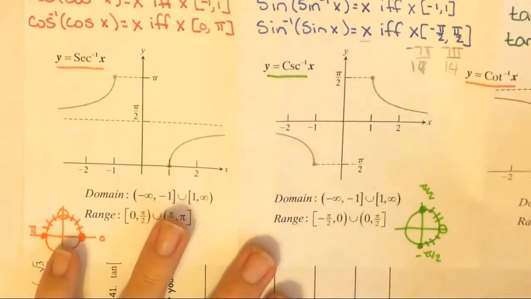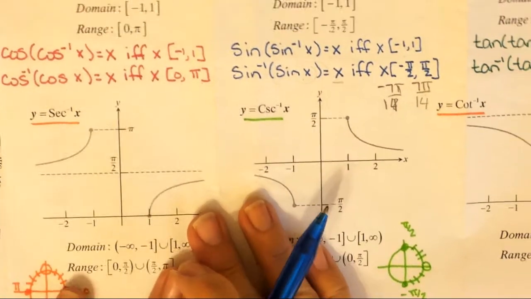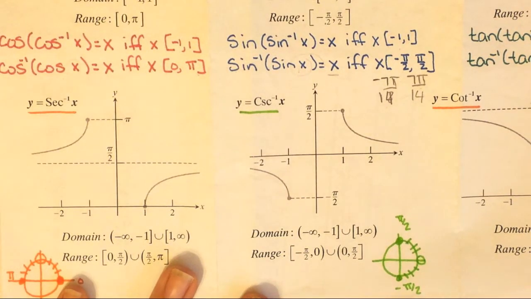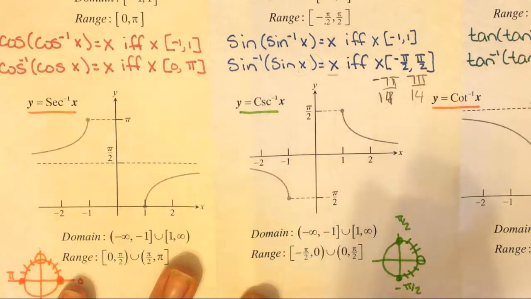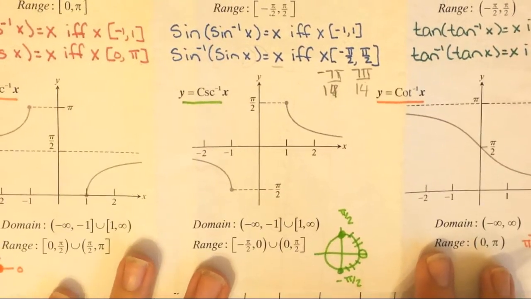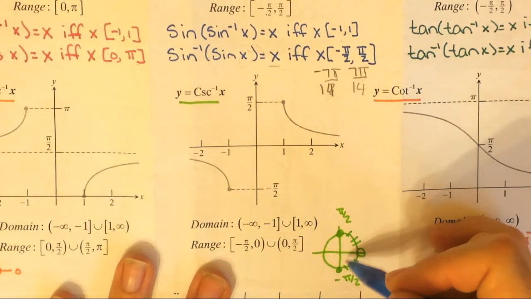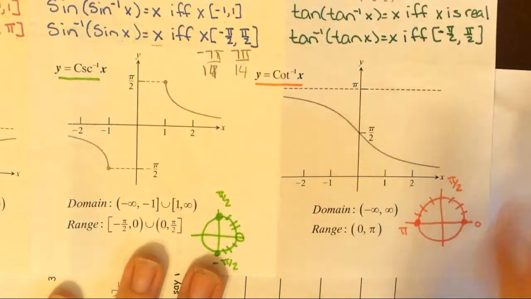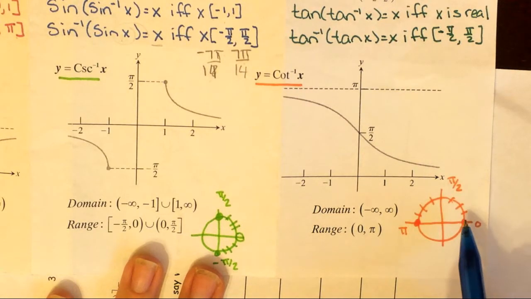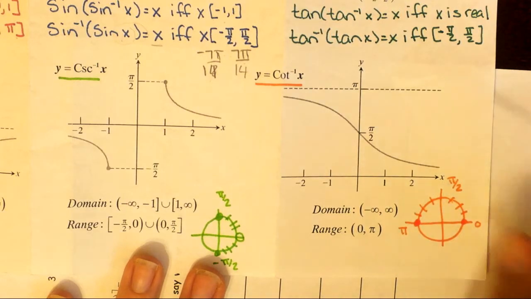My reciprocal inverse functions. For secant, my reciprocal inverse is going to be in quadrants 1 and 2, excluding pi/2. For cosecant, I'm going to be looking in quadrants 1 and 4, but excluding 0. For cotangent, I'm going to look in quadrants 1 and 2, but I'm going to exclude the 0 and the pi.